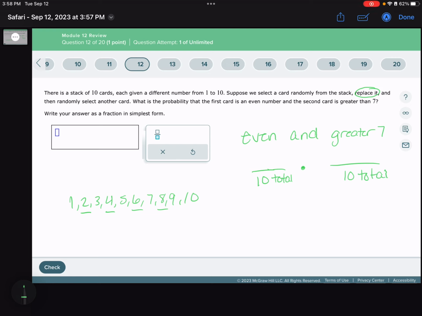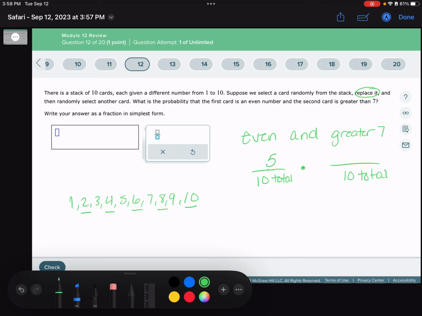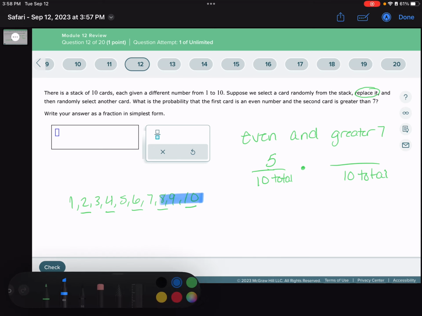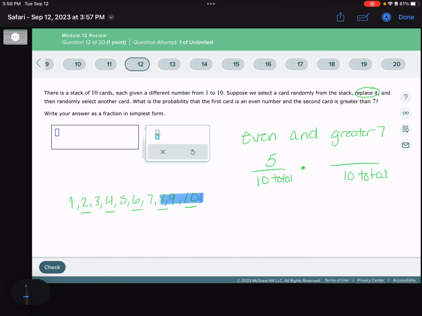10 is also even, so that is 5. And then for greater than 7, these are my numbers greater than 7, and there are 3 of them. And then I would need to multiply. So 5 times 3 is 15 out of 100. We can simplify both of those by 5 to get 3 over 20. And that would be the answer.